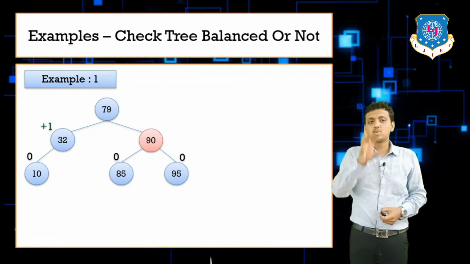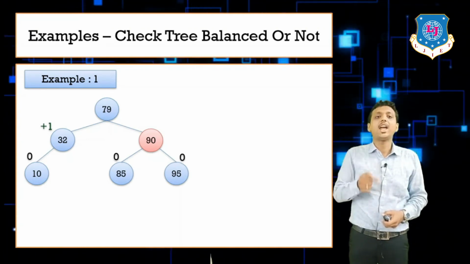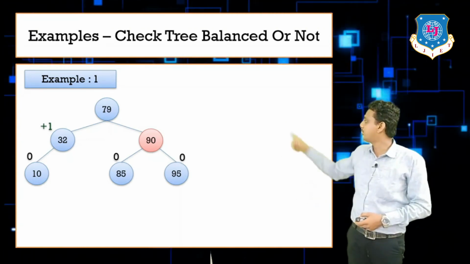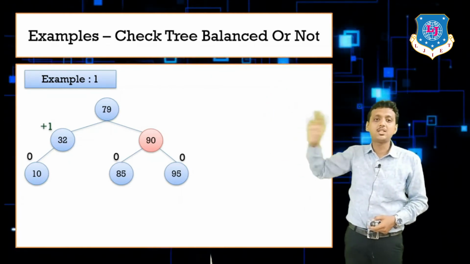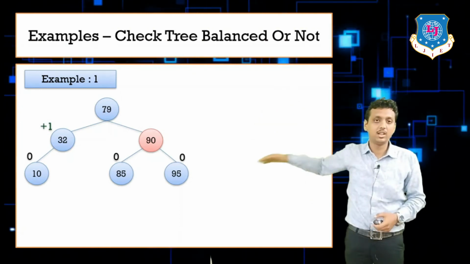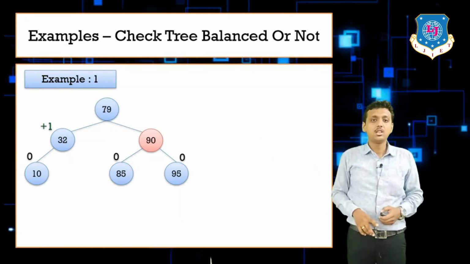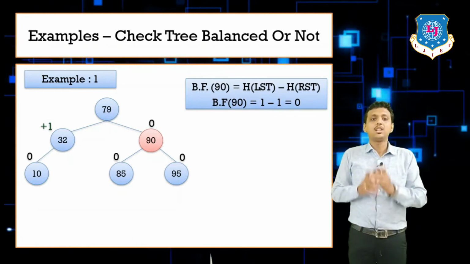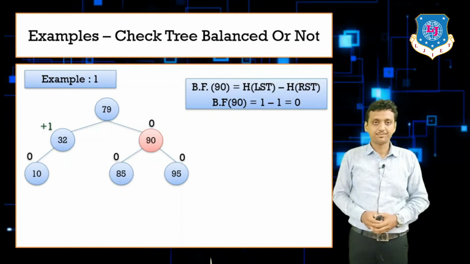Okay, now let me talk about the next example, that is 90. Students, tell me, what is the height of the LST for node 90? You can easily say from the figure that for node 90, the left subtree height is 1, because it's only one level below 90. Now the right subtree height is also 1. So 1 minus 1 becomes 0. So the balancing factor for node 90 is 0.